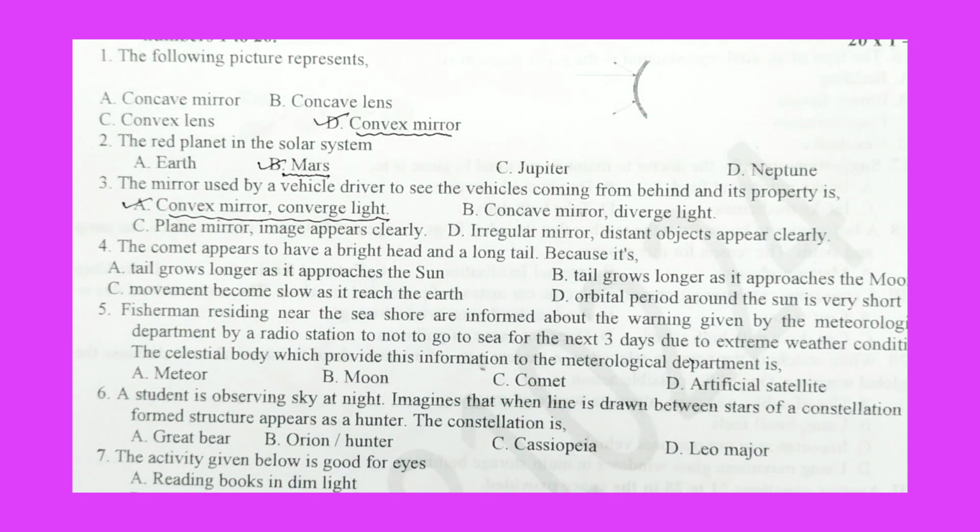So this is the right answer for the third question. For the third one, option A, convex mirror and converge light. Then coming to the fourth question, the comet appears to have a bright head and a long tail because it is.